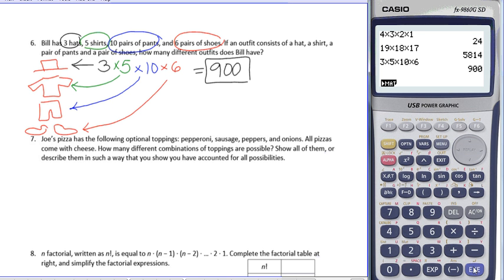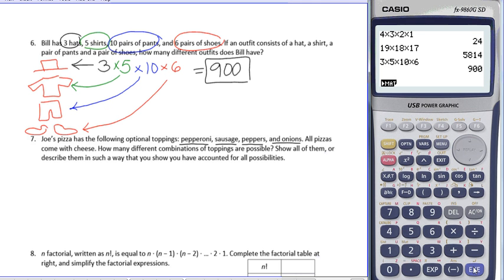Number 7, we have Joe's Pizza. Joe's Pizza has the following toppings. They've got pepperoni, sausage, peppers, and onions. All pizzas come with cheese, so that's the default. How many different combinations of toppings are possible? Show all of them or describe them in such a way to show that you have accounted for all different possibilities.